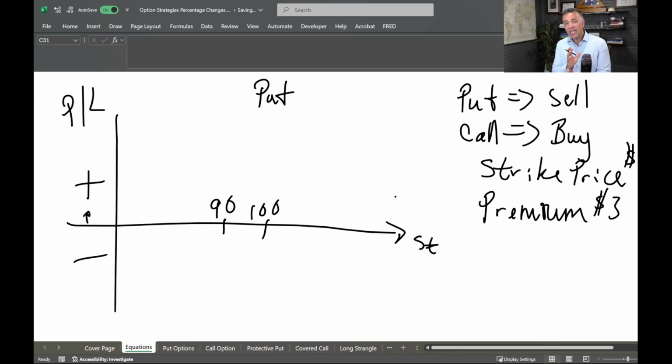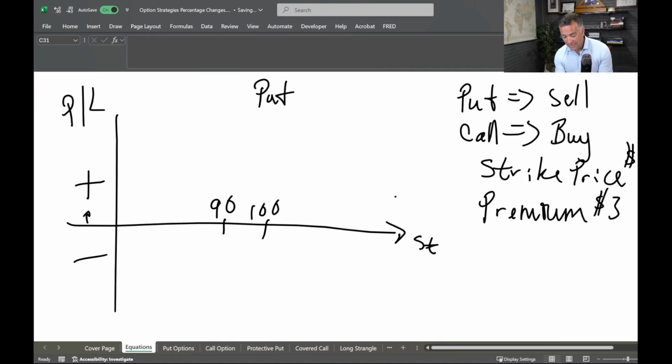I want you to think about, if the stock price is 100, why would you sell it for 90 if the stock is greater than that? You would be losing money. Now, if it went down to, let's say, 50, it had a 50% decrease, then you would exercise it. You would want to sell the stock for 90 then.